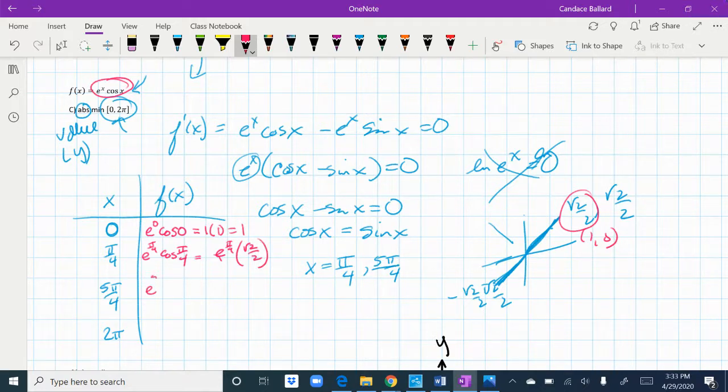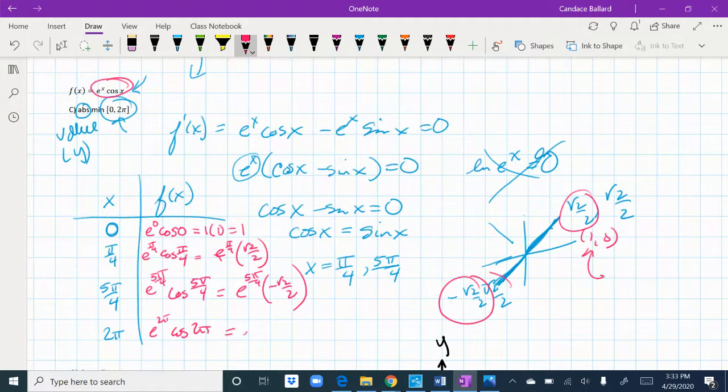Now I've got, this is fun, isn't it? e to the 5 pi over 4 cosine of 5 pi over 4. Well, cosine of 5 pi over 4 is negative square root of 2 over 2. So e to the 5 pi over 4 times negative square root of 2 over 2. And then e to the 2 pi cosine of 2 pi. I know cosine of 2 pi is 1, so I just get e to the 2 pi. These are great numbers without a calculator, because technically, had this been any other year, this would have been a non-calculator problem.